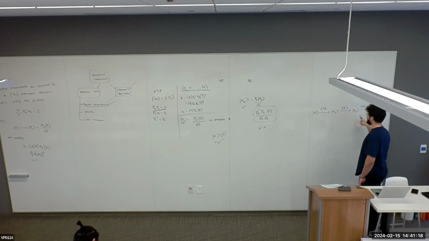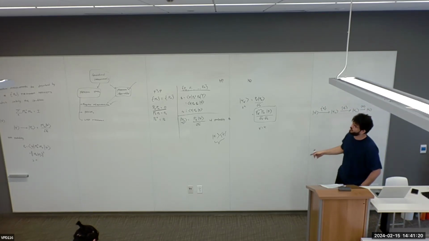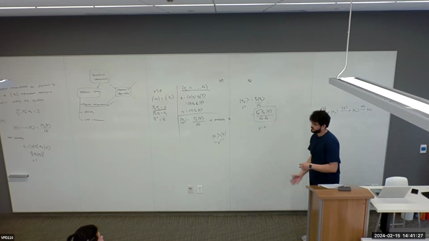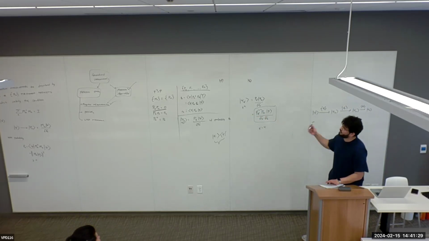So repeated measurement doesn't change the state. But that's not true in the case of generalized measurements, POVMs, or weak measurements. Repeated measurements may give you different outcomes. This is a special property of projective measurements.